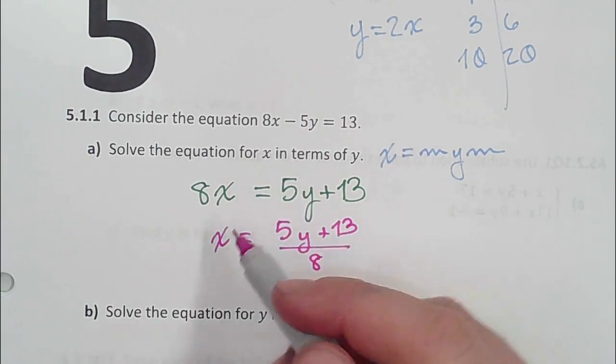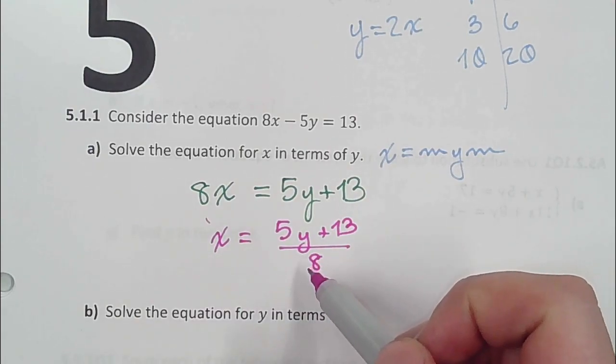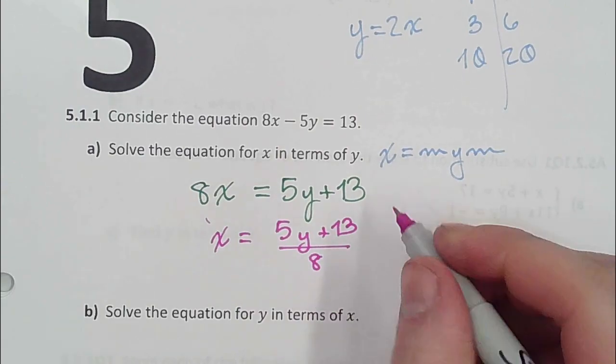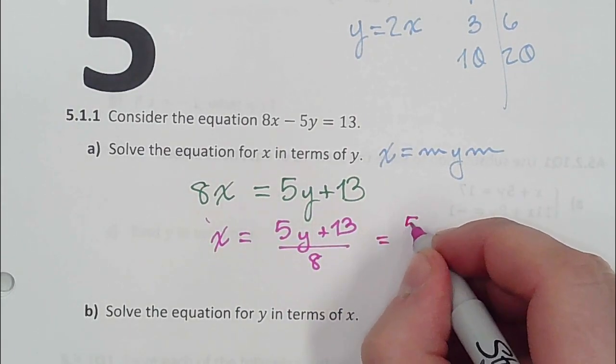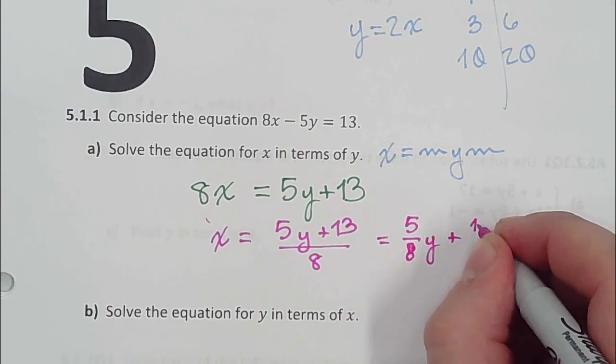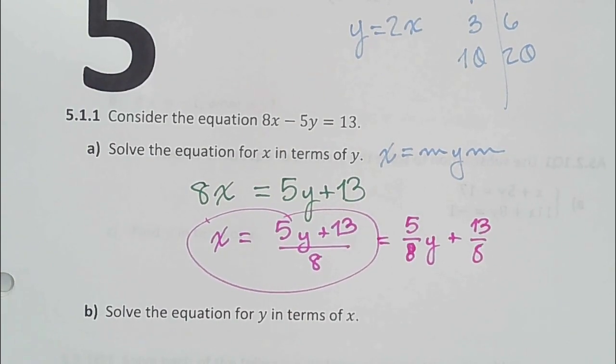So I divided by 8 to both sides. This thing all gets divided, and that becomes 1. 8 divided by 8 is 1. 1 times x is x. This whole thing divided by 8 we can write like that. You can also divide each of these terms individually. Divide the 5 by 8. And of course divide the 13 by 8. So either of these will work. I usually just do this.